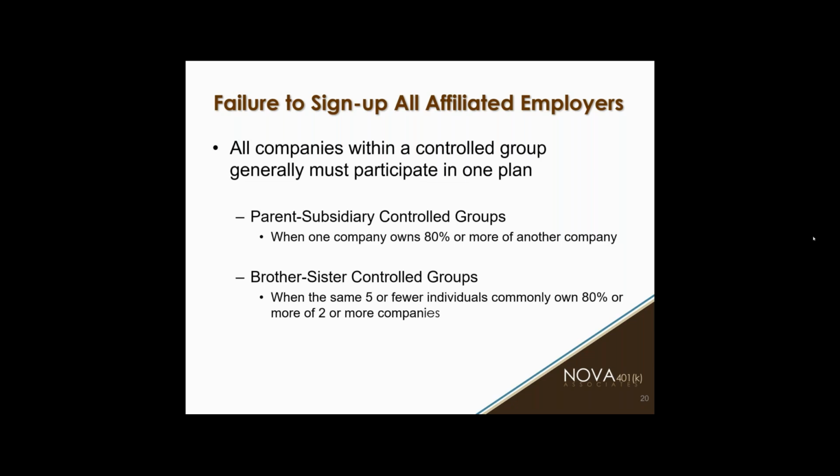Or if you're dealing with individual owners, right, if the same 5 or fewer people commonly own 80% or more of more than one company, then those companies are in a control group as well. So if it's me and another person owning 3 companies, right, 50-50, all those companies are in the same control group, and the IRS generally looks at all those companies as if they're one company for purposes of participating in the plan.